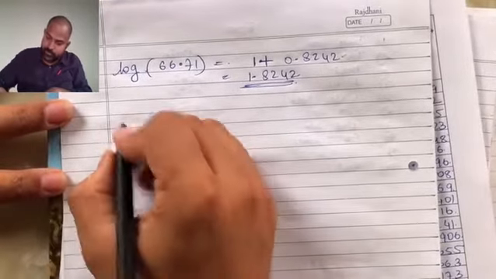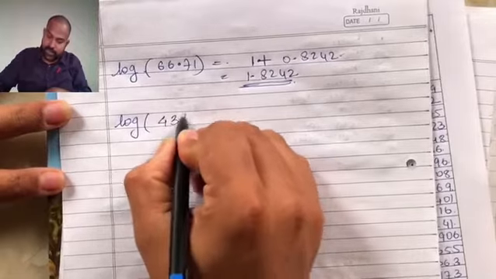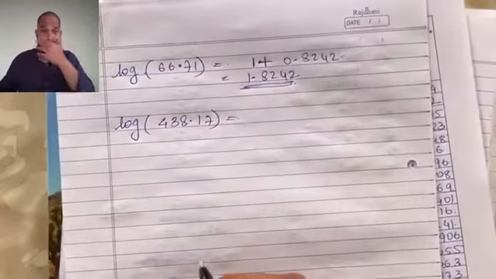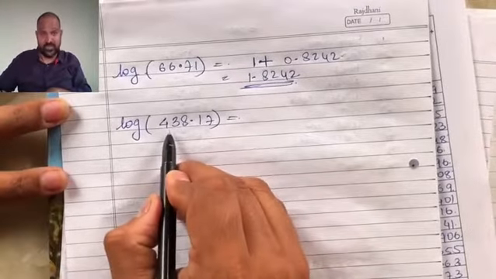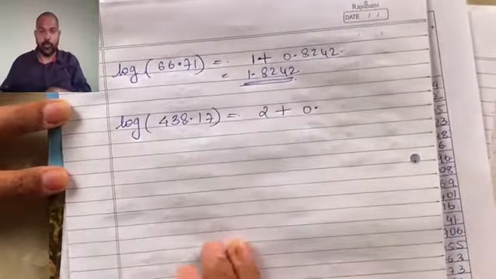Let's take one more example. Log of 438.17. Characteristic is 3 places before the decimal. So 3 minus 1 is 2. Plus mantissa will be written as 0 point.